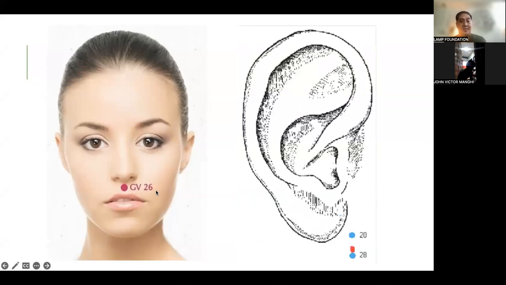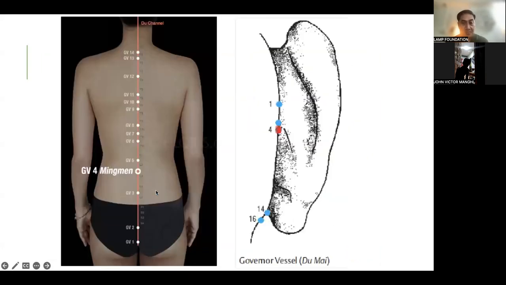GV26 is the crossing point of the Dumai, Renmai, large intestine, and stomach. It is called a ghost point. This is a powerful point that goes to the very center of our being, as it sits between the nose, because in Chinese medicine, the nose receives the heavenly qi, and the mouth, which receives the potential for earthly qi, with the humankind in the middle. So GV26 is used as a resuscitation point for loss of consciousness.